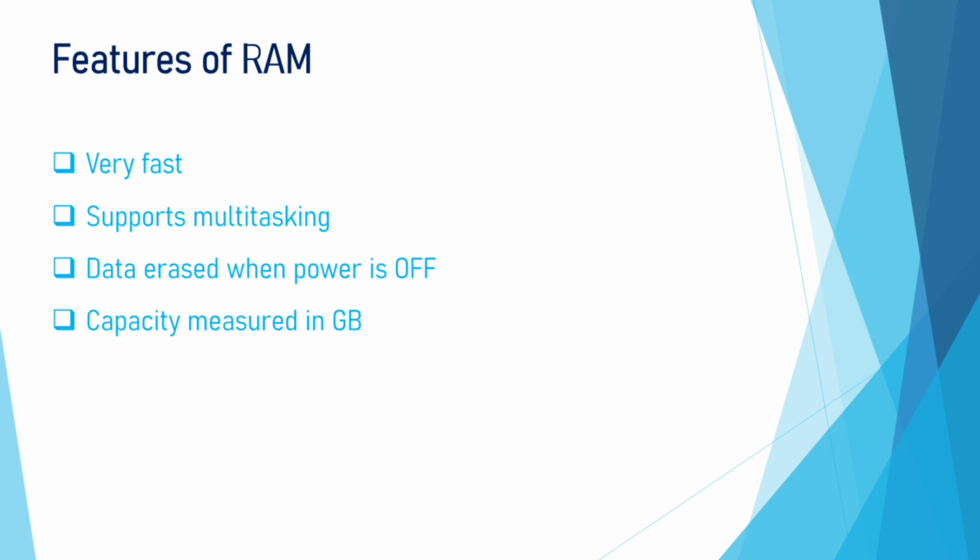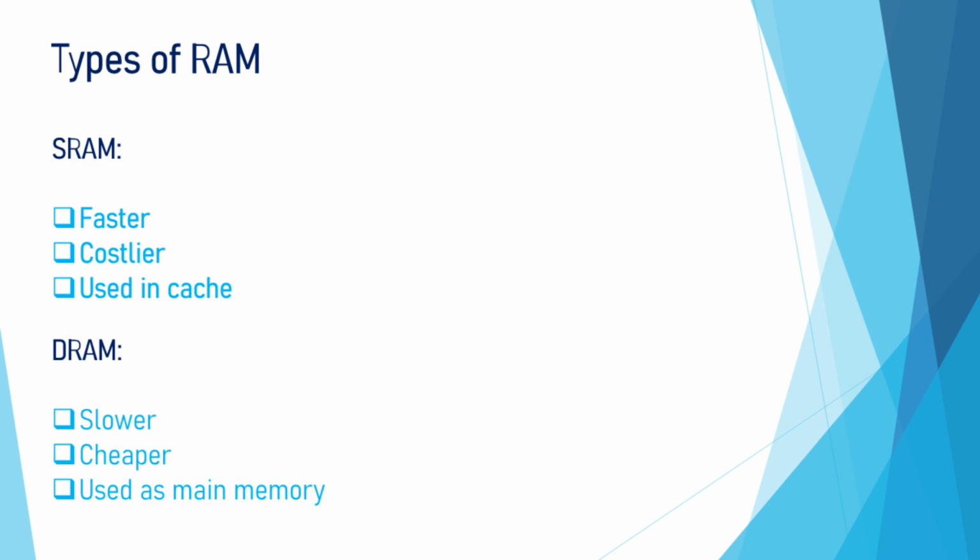So now let us see the types of RAM. RAM is mainly of two types. The first is SRAM, which stands for static random access memory. It is very fast but expensive and is mainly used in cache memory. The second one is DRAM, or dynamic random access memory. It is slower than SRAM but much cheaper. Most computers use DRAM as their main system memory.